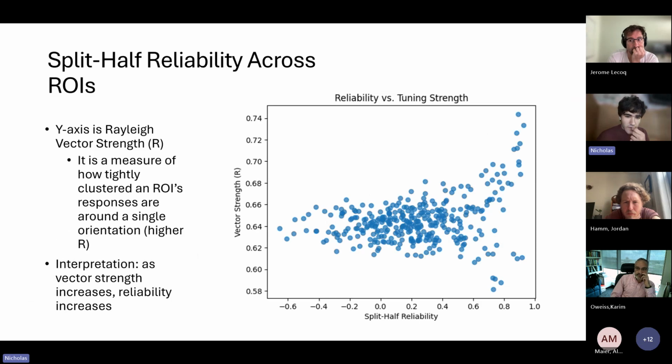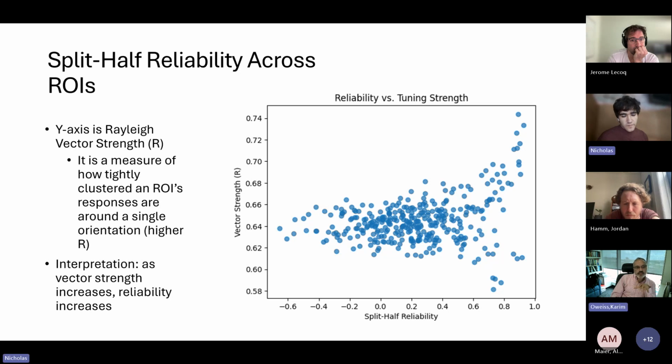Yeah, I think that would be a good follow-up analysis. That may have relevancy for a statistical power analysis. But this plot that I'm showing here, I think, touches on what you're talking about, where the vector strength is a measure of how tightly clustered the ROI's response is around a single orientation.